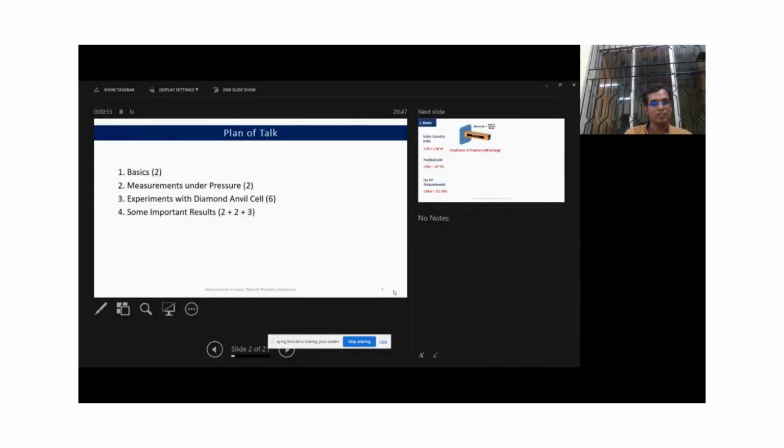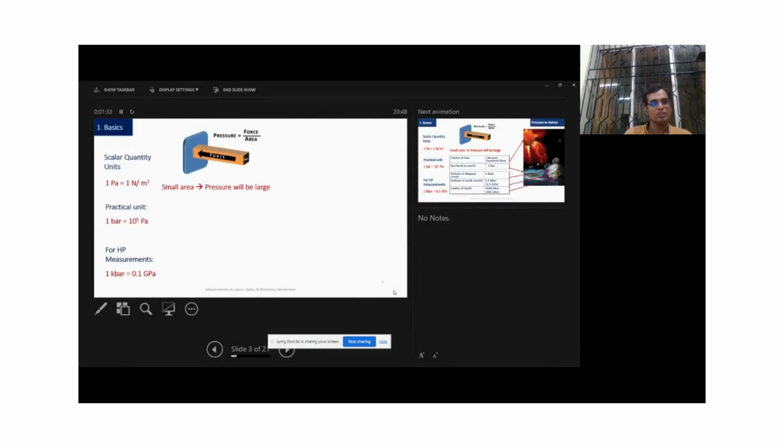As for my plan of talk, I would like to talk about high pressure experiments. It is somewhat tedious, a very minute work, to study the effect of pressure on different kinds of samples. I will start with the basics, what we are going to measure, and some of the experiments with the diamond anvils, and discuss some of their importance. These are my slides.